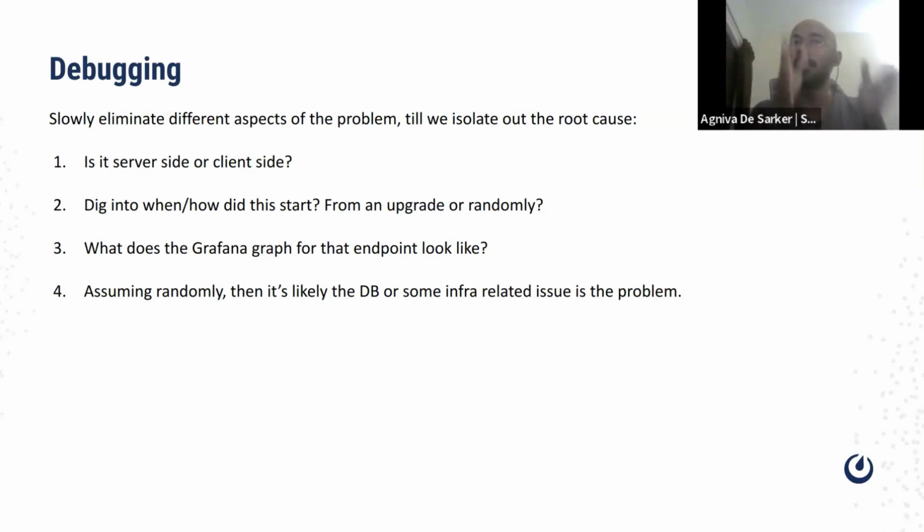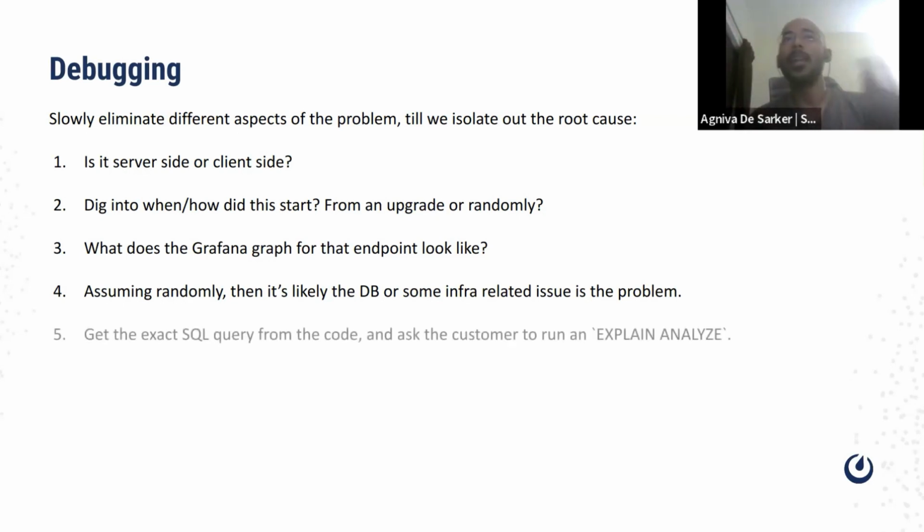Then it's just this channel load SQL query which is slow. Then what you would do is get the SQL query from the code and ask the customer to run an explain analyze. Because we have isolated everything else and eliminated that: it's not an infra-side problem, it's also not a problem related to an upgrade, and randomly we are seeing this particular SQL query behaving badly, and it's just this SQL query, none of the other SQL queries are performing poorly.